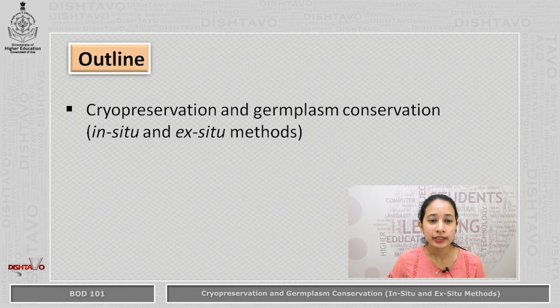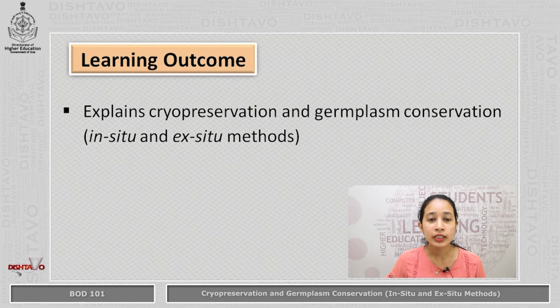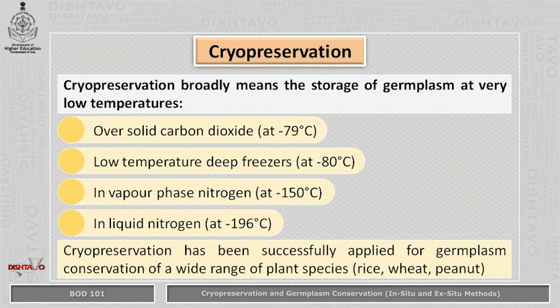The module outline is Cryopreservation and Germplasm Conservation, in situ and ex situ methods. The learning outcome of the module is to explain cryopreservation and germplasm conservation, in situ and ex situ methods. Cryopreservation means preservation in the frozen state. The principle involved in cryopreservation is to bring the plant cell and tissue cultures to a zero metabolism or non-dividing state by reducing the temperature in the presence of cryoprotectants.